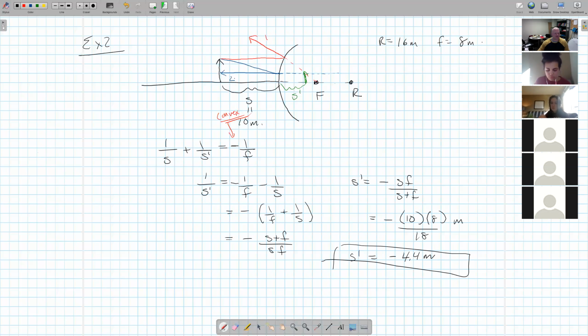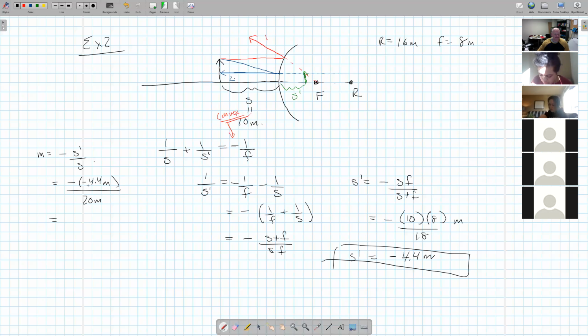Magnification, let's do that over here. Magnification we know is equal to what? Negative object distance, or sorry, negative image distance divided by the object distance. So it's going to be negative of a negative 4.4 meters divided by 20 meters.